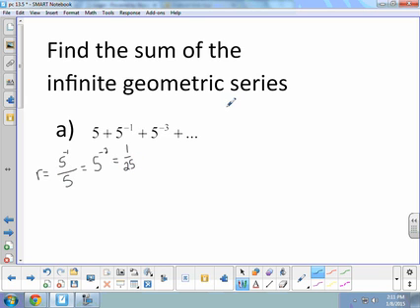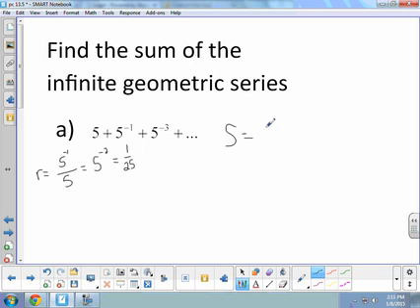If I wanted to, for the r, I also could have taken 5 to the negative 3 over the previous one, and that would have given me the same thing. So now we know r, we know our first term. We can go ahead and plug everything in.